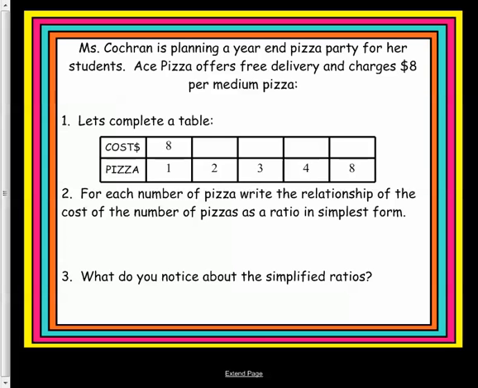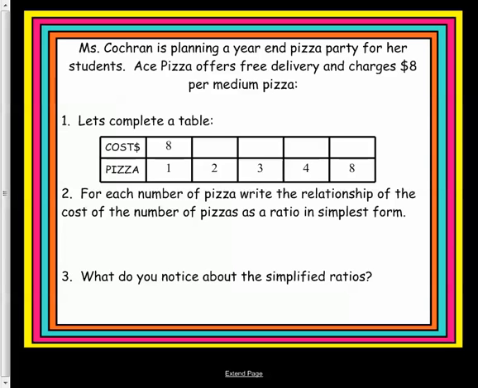Hey guys, today we're talking about proportional relationships. Let's look at a situation. Ms. Cochran is planning a year-end pizza party for her students. So she finds this place that charges $8 for each medium pizza. They don't charge delivery though, so we don't have to worry about that. So every pizza costs $8.